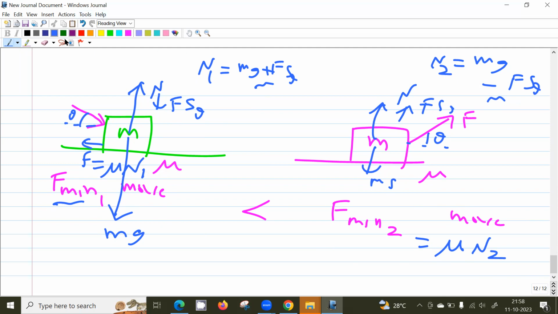I think I made a mistake here. F min in the first case should be more, because it has to make the object move. The minimum force needed to move the object is more in the first case because the friction force is more. A component of the applied force is downwards, which increases the normal reaction, and once the normal reaction increases, the friction force mu into normal reaction increases. But in the second case, a component of the applied force is lifting it, so it reduces the normal reaction. The friction force is less, so the minimum force required to move it in the second case is less. So F min in the second case is less compared to F min in the first case.